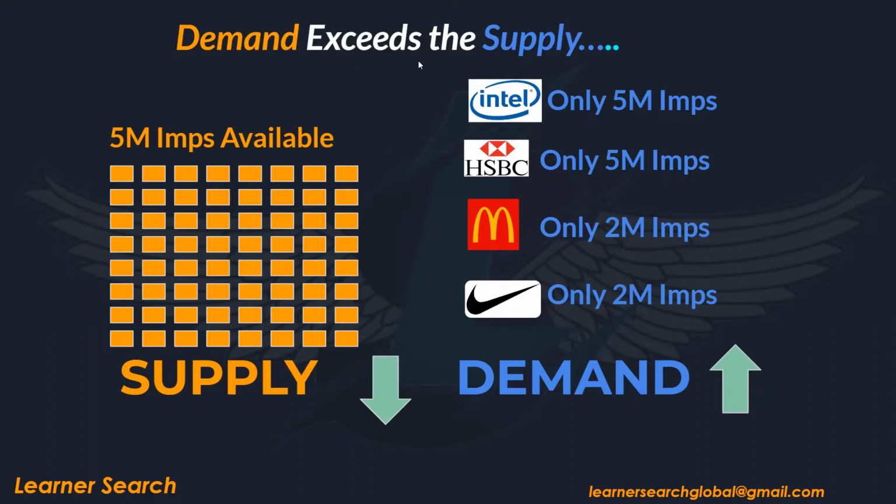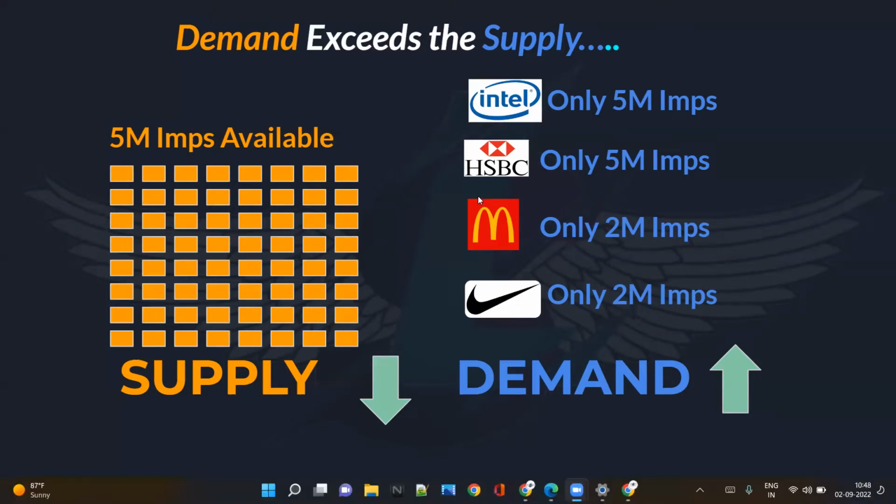Now let's see another one: demand exceeds the supply. How can we explain this? For the same 5 million impressions, let's assume in the next month, in the last month that happened, this happens in the next month. For the same 5 million impressions from the supplier, the demand is more than 5 million. Let's assume there are four advertisers here. One is demanding 5 million, another 5 million, then 2 million and 2 million. Overall, there are 14 million. Now, can you see my screen? Yes, now I can see.